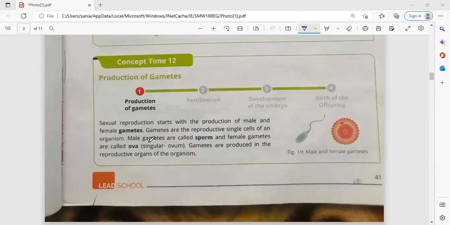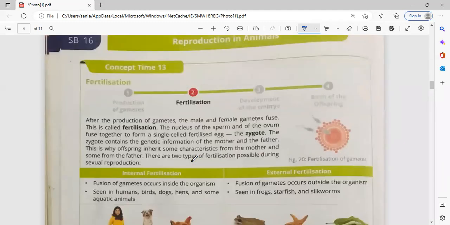You have to remember that parents are involved, one male and one female. The male gametes are the sperm and the female gametes are called ova, the singular of which is ovum. Gametes are produced in the reproductive organs of the organism. Then the second one is fertilization.